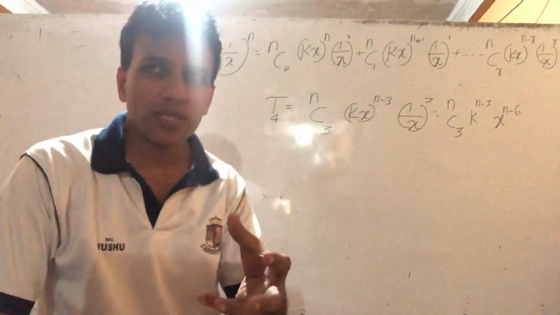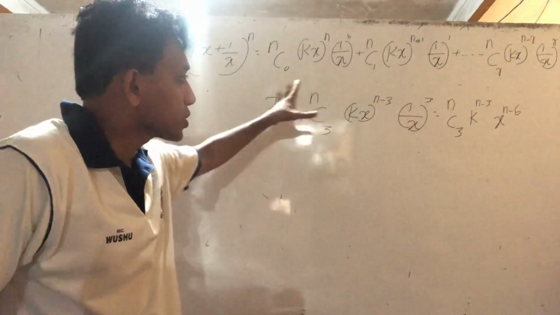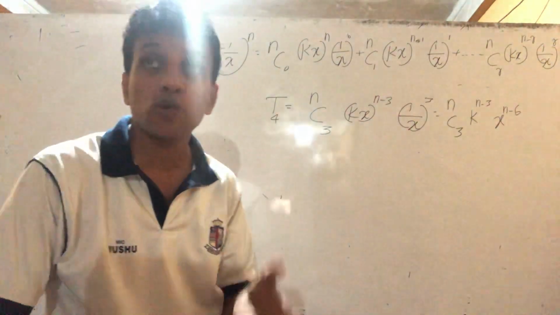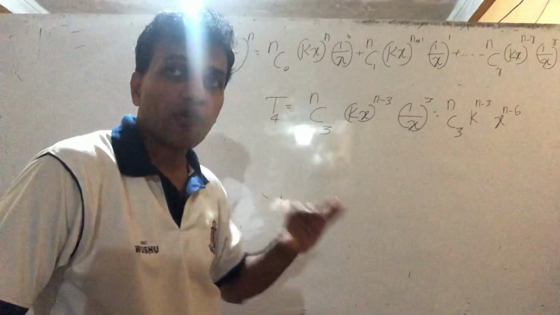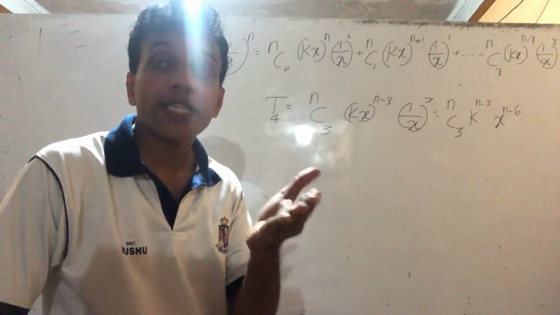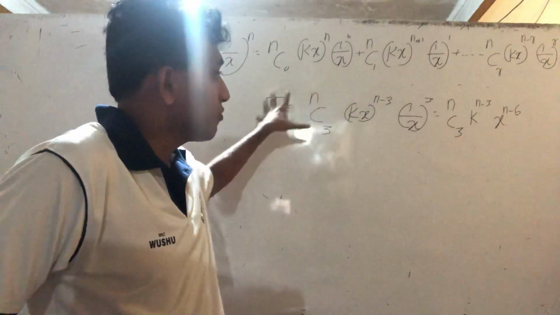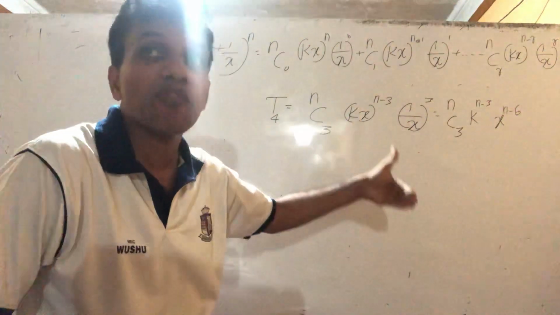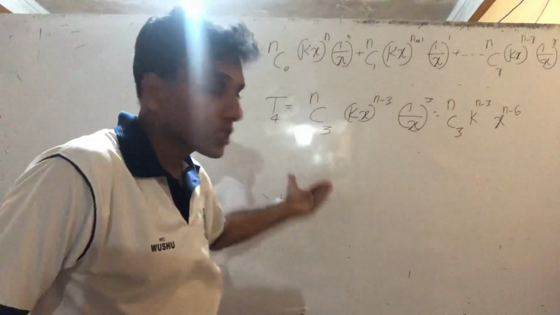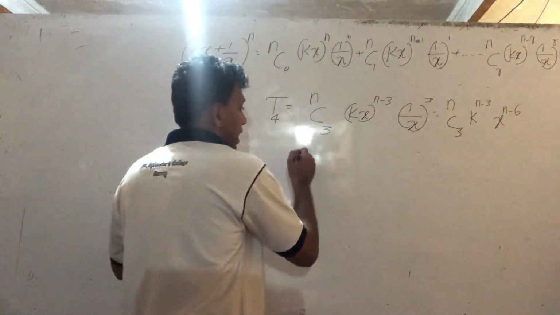So you can write a sentence there. Given that the fourth term is 5 over 2, that is a constant. Therefore, the fourth term is independent of x. No x term, right?